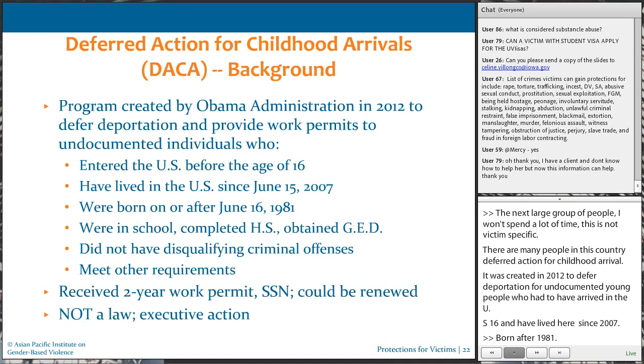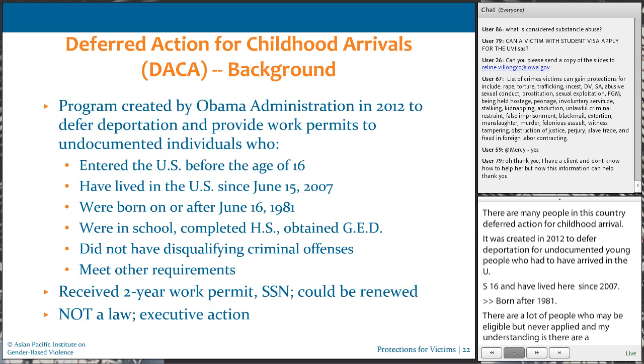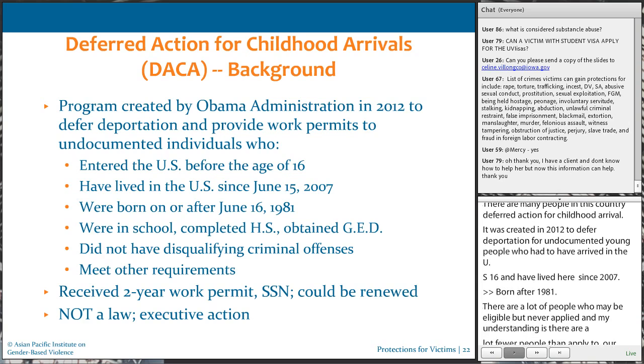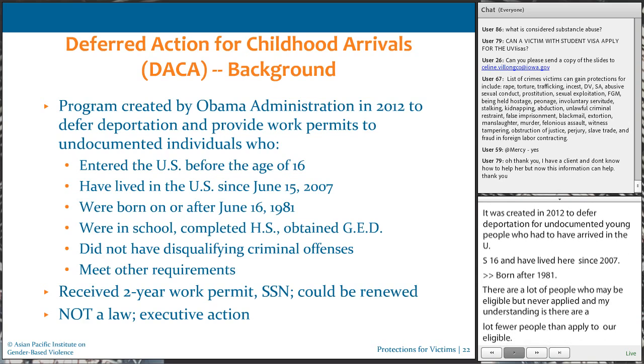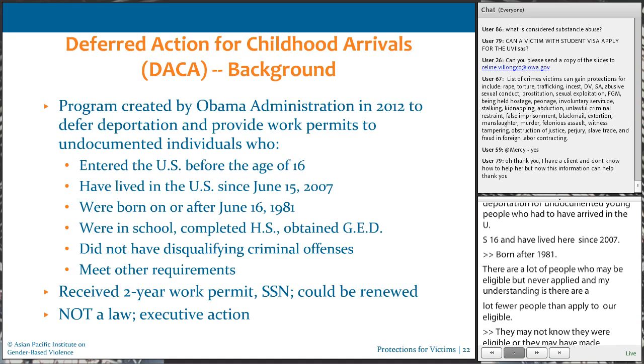There are certainly a lot of undocumented young people from our communities who never applied, and they may not have known that they were eligible, or they may have made the calculated decision not to apply because they didn't want to turn all their information over to immigration, because now immigration has all of that information.